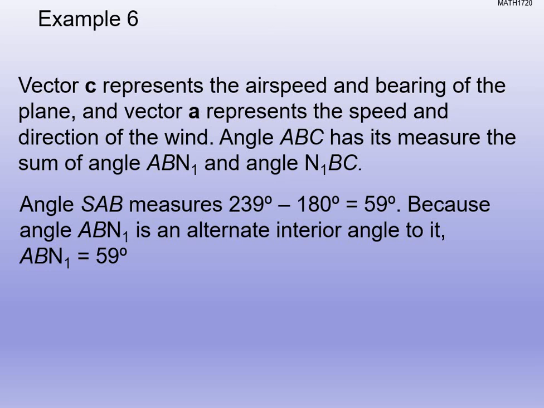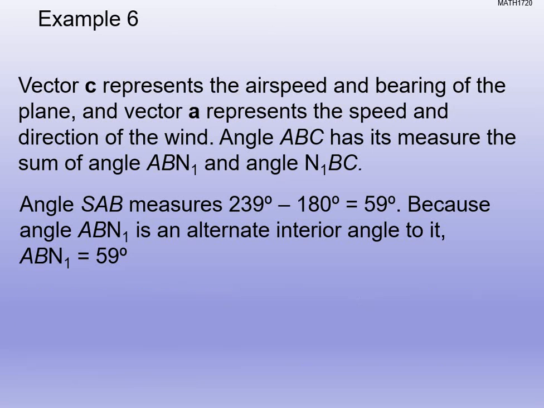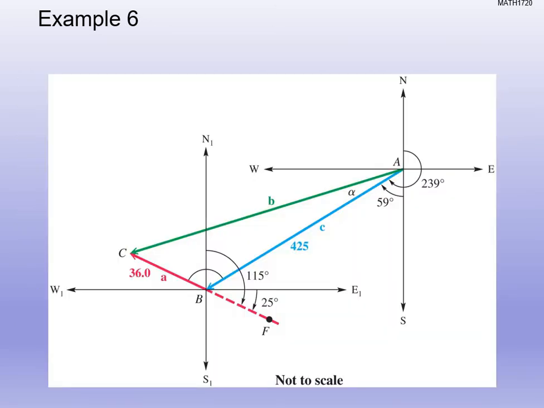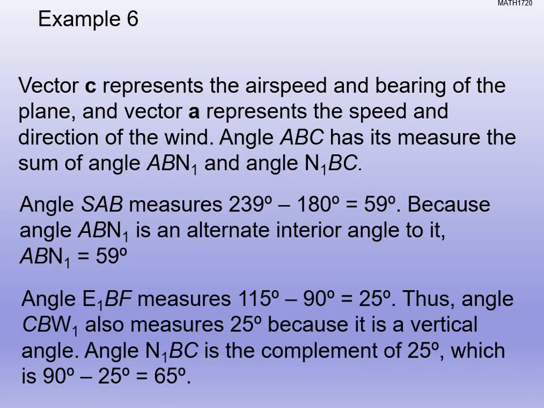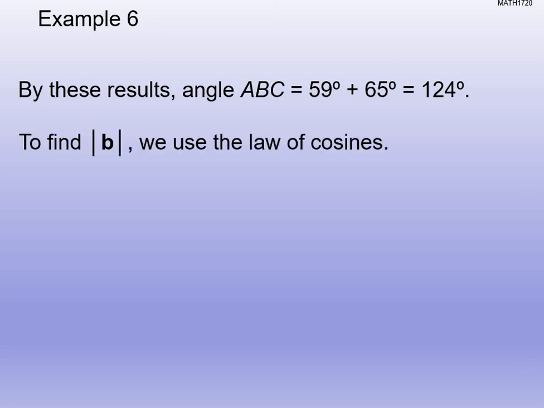So essentially, we find angle SAB, alright? It's 239 minus 180. I went through all that with the 59. And then how we find angle EBF, it's 115 minus 90. So that's where the 25 comes in from. So I'll back up to there. See how there's the 115 minus 90? The north and the east make the 90. So 115 minus 90, that's where we get the 25 degrees from down there. Okay, so we can do these results. We can take 59 plus 65 and get 124.